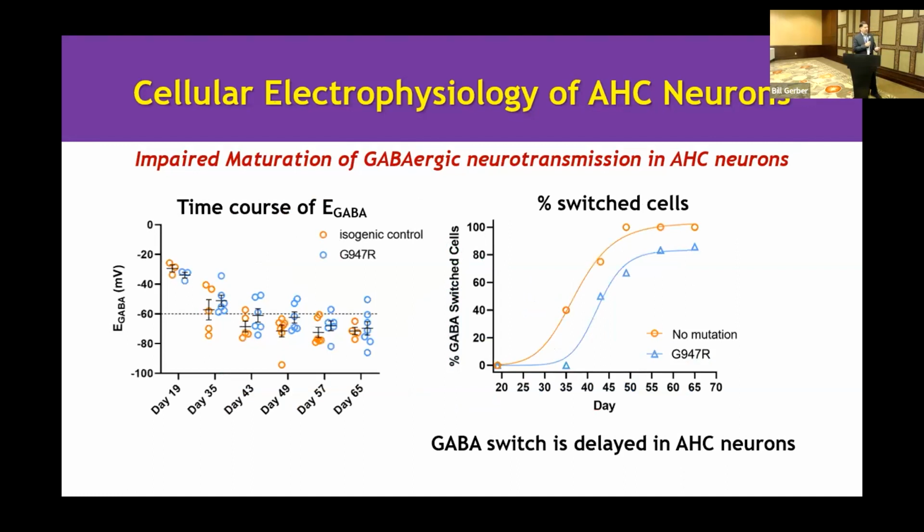And so we can actually measure that. Complicated slide, I apologize. But the bottom line is, when we look at iPS cell-derived neurons, and ask at what time point they complete this GABA switch, here's a cell line without a mutation, and it's pretty much complete by about day 45. In neurons from iPS cells with G947R, it's delayed, and it never really maxes. It doesn't become maximally switched. And so we think this is evidence that the GABA switch is delayed in AHC neurons.